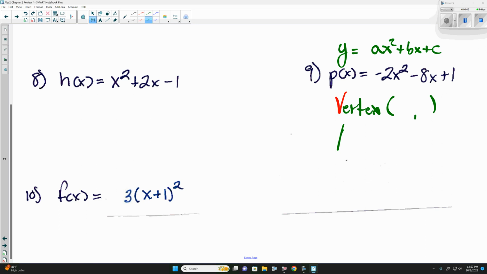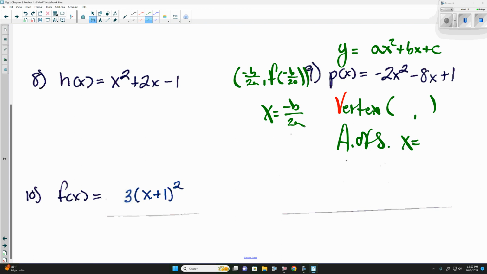So we need to find the vertex and the axis of symmetry. Now our vertex is still the point negative b over 2a, comma f of negative b over 2a. Axis of symmetry is x is equal to negative b over 2a. Now to calculate the value of negative b over 2a, we'd have negative, well the value of b is what? Negative 8.